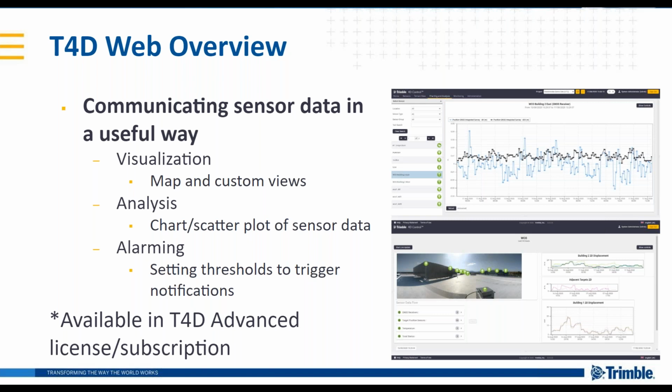So the visualization aspect, and this is all about taking that data and viewing it in different ways, whether that's a map view or some kind of custom view that you've created. And then the analysis, about generating the data set that you want, whether it's from a chart or a scatter plot of that various sensor data. And then the third point is about alarming and setting those thresholds to trigger notifications, so someone, a human, can interact with the system once a certain threshold has been exceeded.